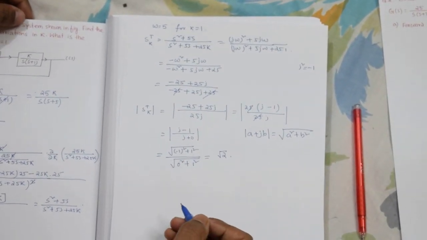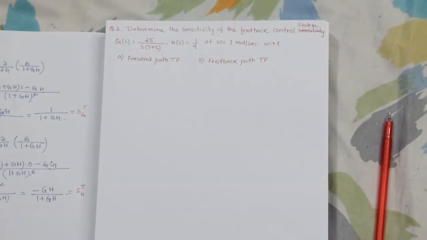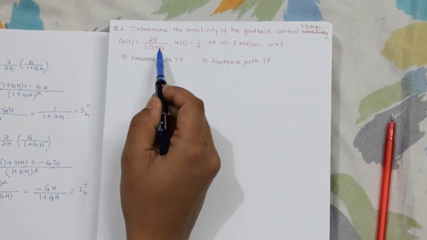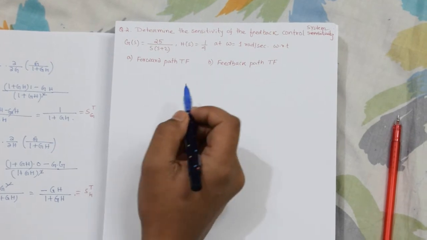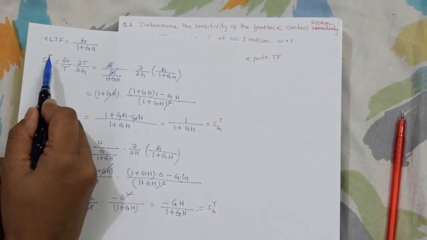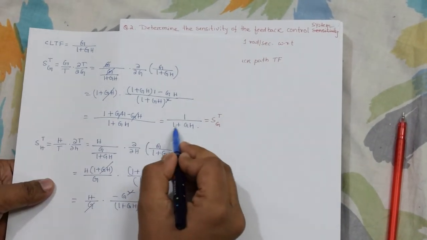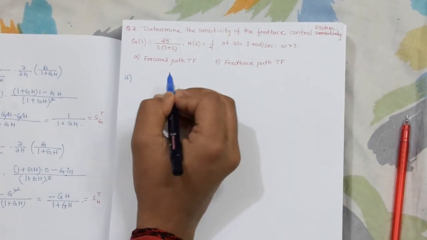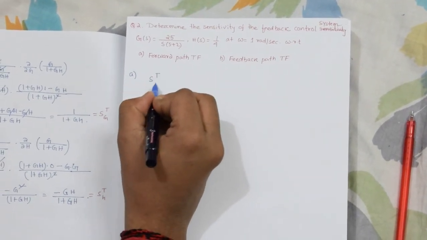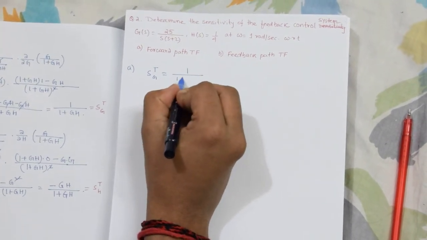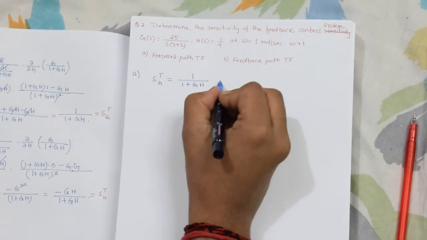Now let us take one more example. In this question it is asked to find the sensitivity of a feedback control system where G(s) and H(s) are given. Here in this question we will use our direct formulas. Sensitivity of the transfer function with respect to G is 1 by 1 plus GH. So here forward path is G, so it is the sensitivity of the transfer function with respect to G. It is 1 by 1 plus GH.